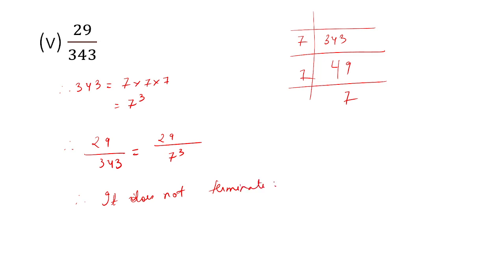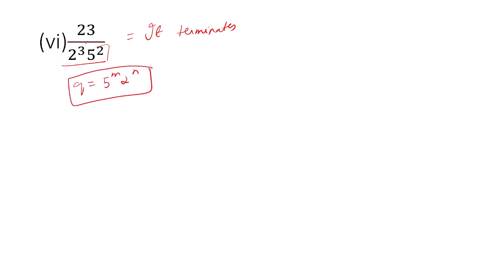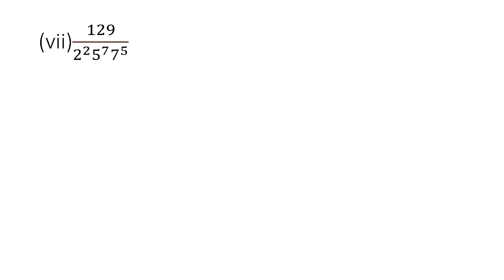Clear? Quickly moving on, we'll go with this. Here clearly you can see, so therefore it terminates, okay? It terminates, yes, because again same thing, right? The theorem tells us that Q should be of the form 5 to the power m into 2 to the power n. So since Q is already of this form, 2 to the power 3, 5 to the power 2, therefore it terminates, okay?